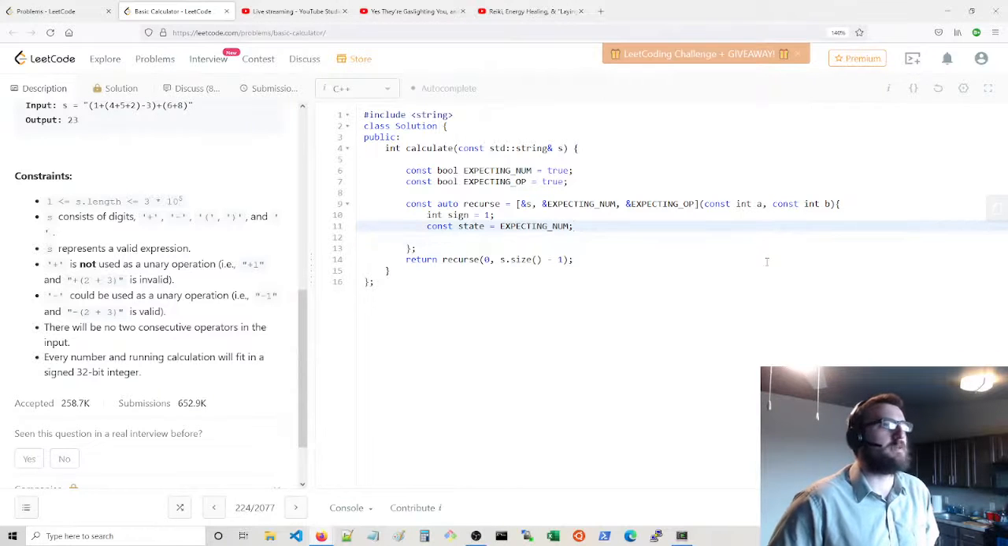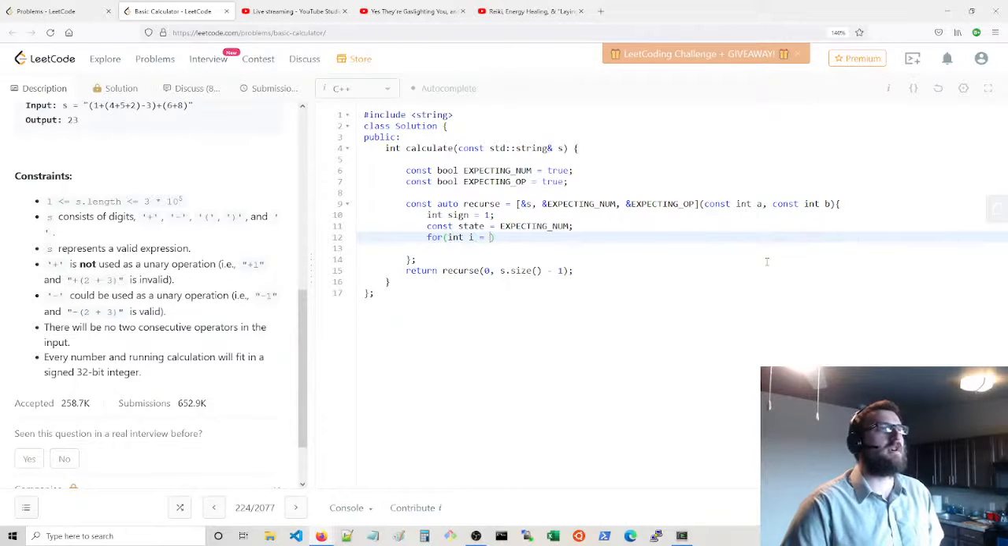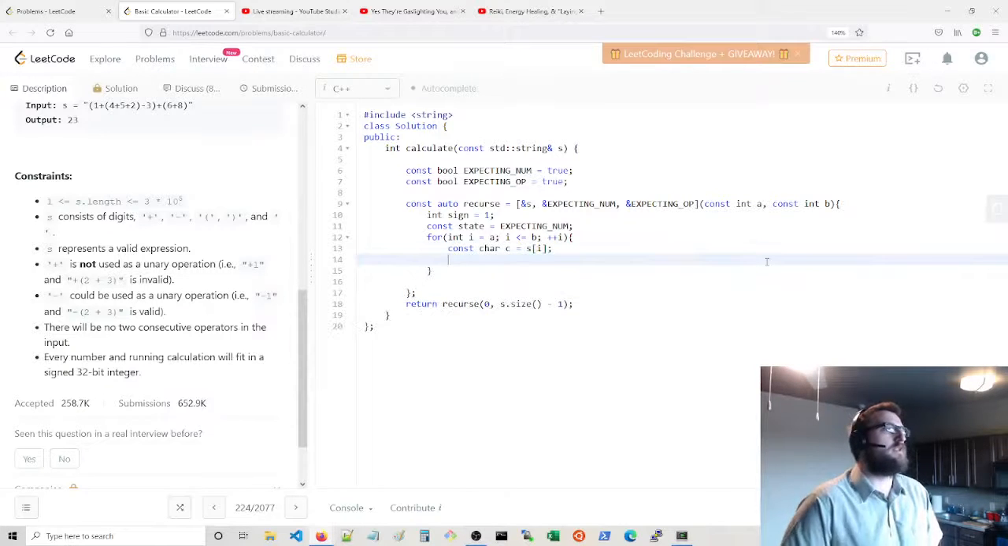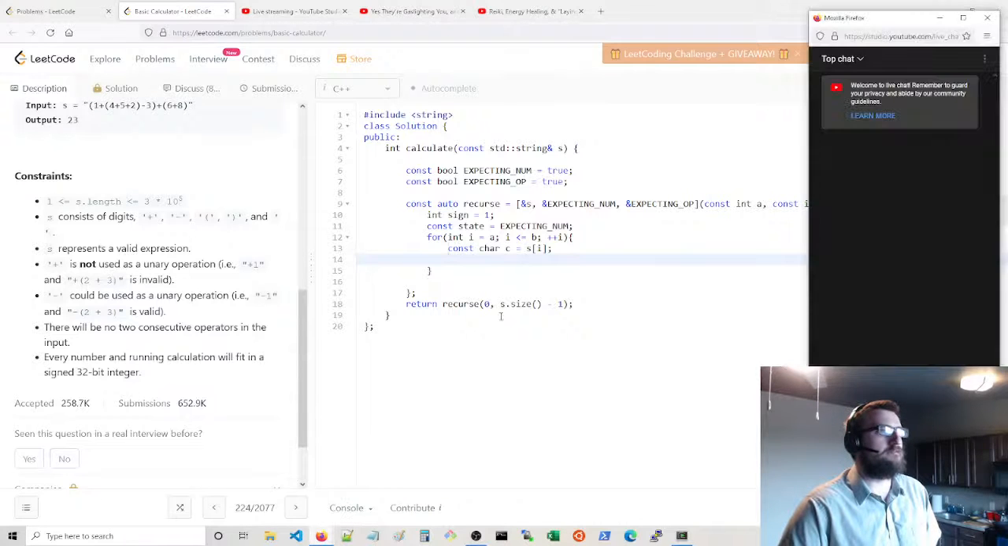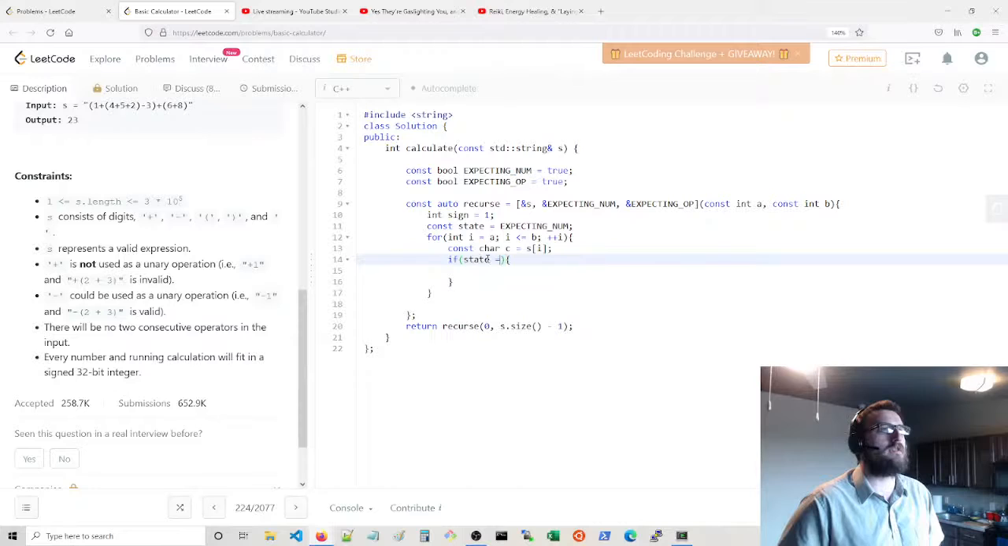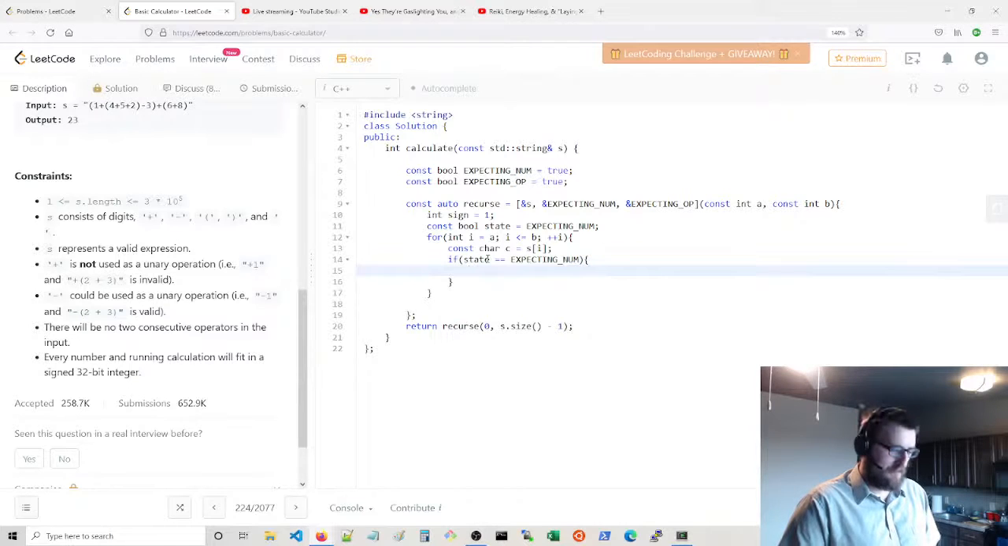I think you're just initially always expecting a number. I'm going to say for int i equals a, i is less than or equal to b, increment i, const char c is going to be s of i. So I said if the state is, this could be an enum, but we're going to actually just make it a Boolean. State is expecting num.